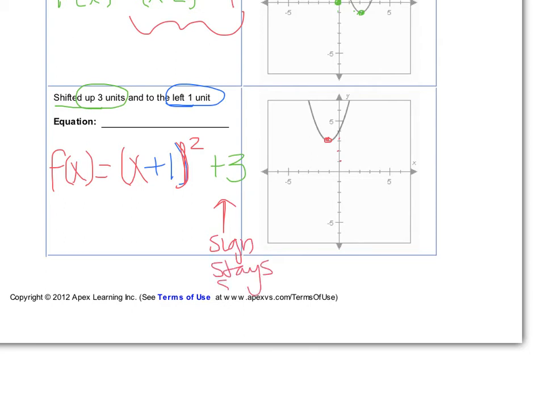The sign stays the same. And whatever goes in the parentheses is always the opposite sign of what you think it should be. Always. And this will always be the case. It doesn't matter if it's an x squared or an x cubed or x to the fourth or square root of x or x to the negative second. If it's in the parentheses, it's always the opposite sign. If it's on the outside, it's always the normal sign.